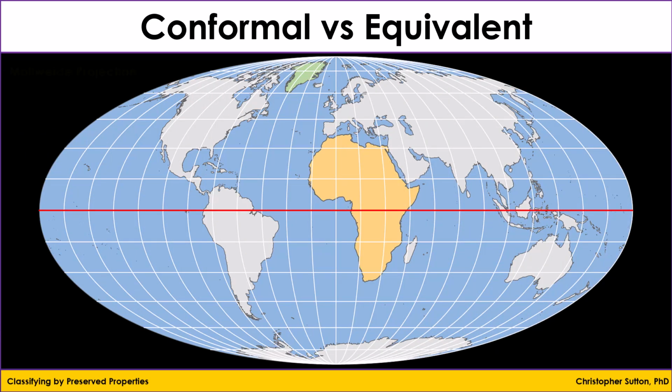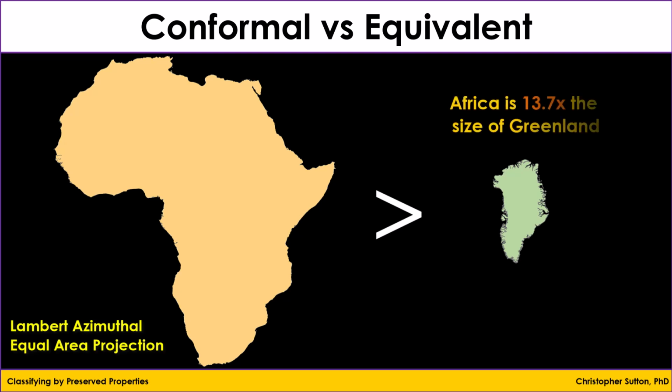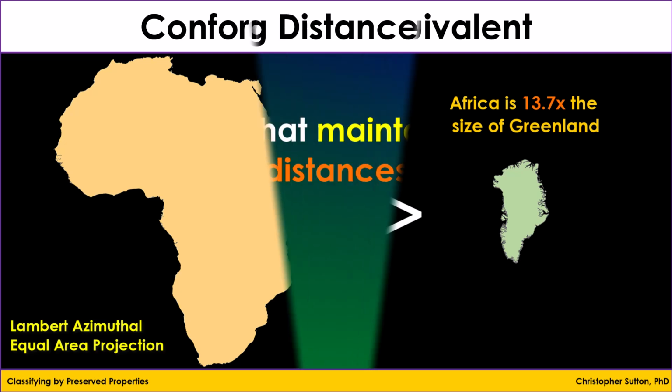An equivalent projection maintains the size relationships between features. Here we can see the comparison of the African continent to the island of Greenland using an equivalent projection. Rather than being very similar in size, the African continent is nearly 14 times the size of Greenland, and we can see this much more clearly on an equivalent projection.